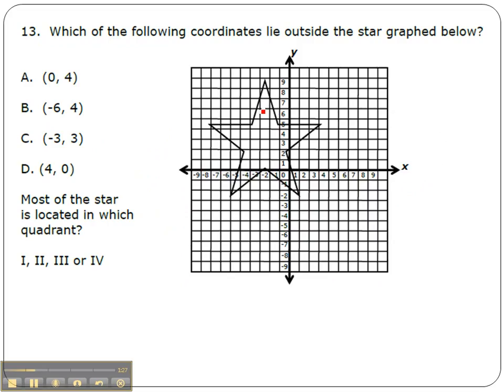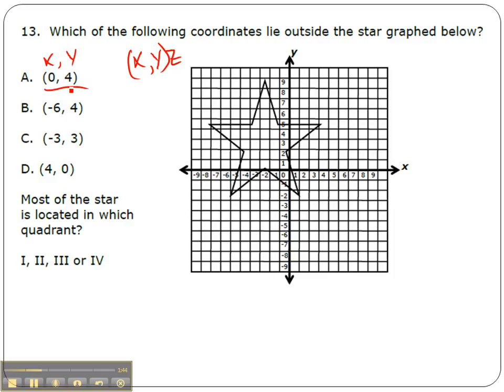Number 13, which of the following coordinates lie outside the star graph below? Well, let's plot them all and see where they all land. (0, 4). Remember, our first coordinate's x, our second coordinate's y, just like the alphabet, x, y, z. X comes before y in the alphabet, x comes before y in your ordered pair.